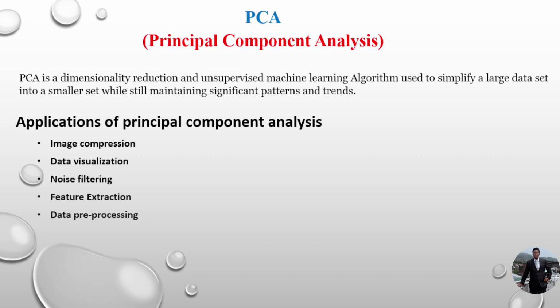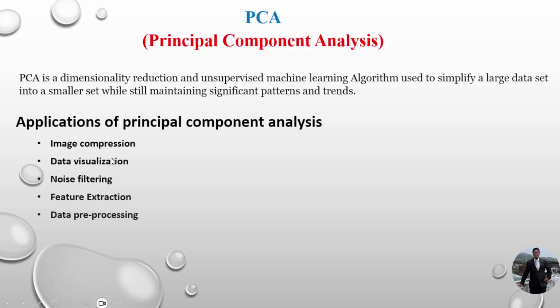The applications of principal component analysis can be seen here. It is used for image compression, data visualization, noise filtering, feature extraction, and data preprocessing. For image compression, PCA reduces image dimension while retaining essential information. It helps to create a compact representation of the images, making them easier to store and transmit.